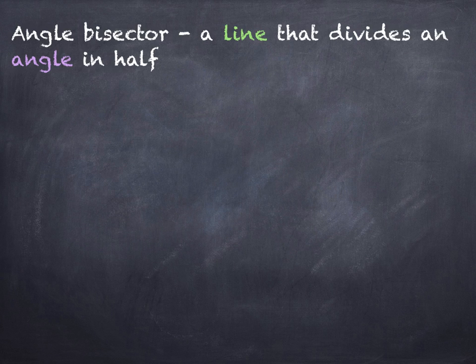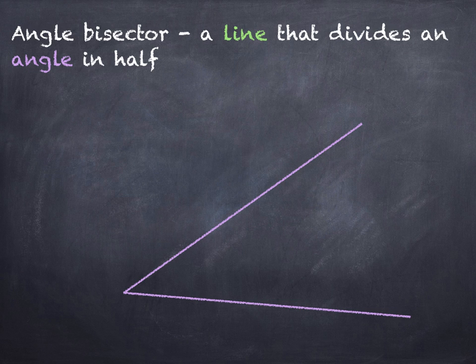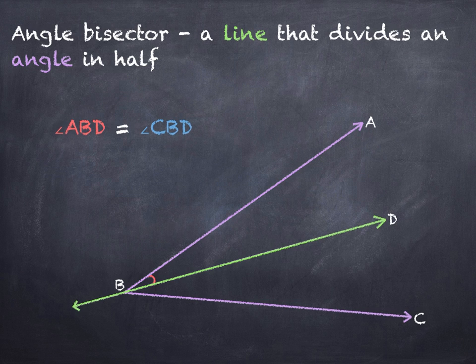The next definition that we're going to go over is what an angle bisector is. An angle bisector is a line that divides an angle in half, meaning that if we have angle ABC and we draw a line that cuts through our angle, that is our angle bisector, then angle ABD equals angle CBD.